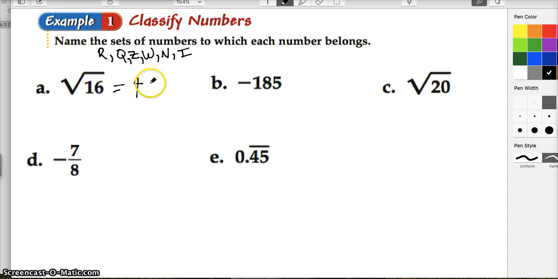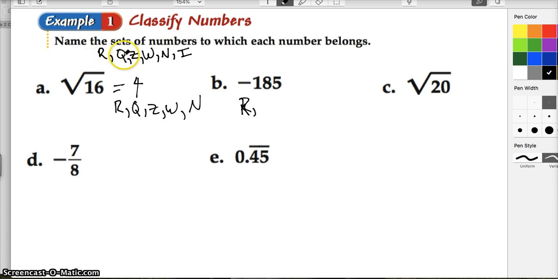So I know that this number is real, it is rational, it's also a Z, an integer, it's also a whole number, and it's also a natural number. It is not irrational. So I'm totally throwing that out, and I'm not going to put that down, so it's all of these. Over here with part B, I see I've got negative 185. Negative numbers do not fit in all the categories under the rational numbers, but it does fit in at least one. So it's real, and I guess I'm kind of being redundant by writing real since all the numbers we're going to talk about are real, but I'm going to put it down anyway.